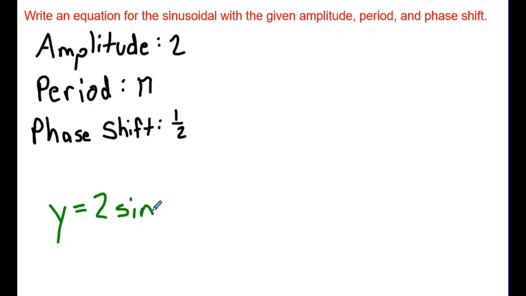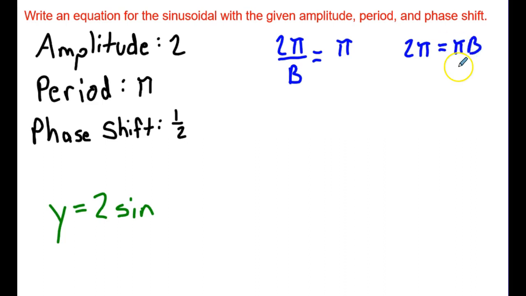Now we need to identify what our b and c values are going to be. So off to the side, we know the expression for the period is 2 pi divided by b, which is equal to pi in this case. So now if I multiply b across to the other side, we would have 2 pi is equal to pi times b. And then to get b isolated by itself, we divide both sides of the equation by pi. Thus, we get our b value is equal to 2.